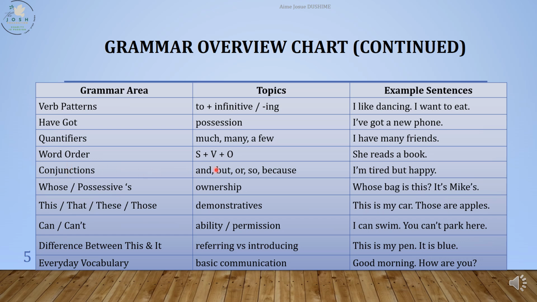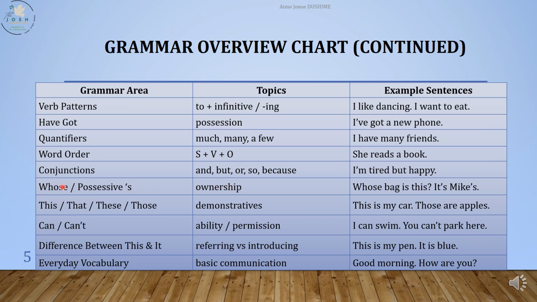We have learned conjunctions: and, but, or, so, because. We said that we use and to join similar ideas. But is used to give contrast or difference, or is used to give choice. So is used for results. Because is used for reason. I'm tired but happy.